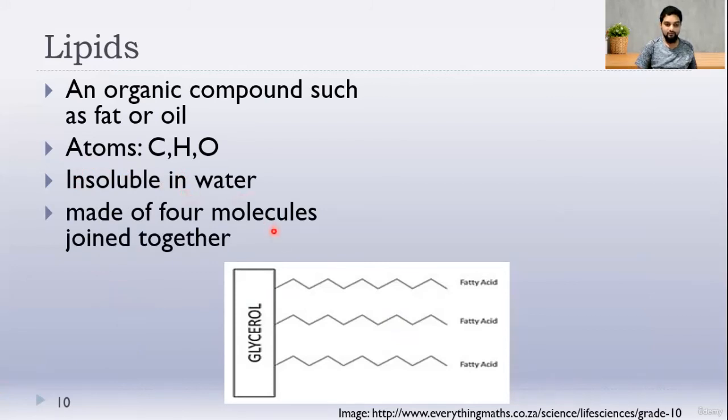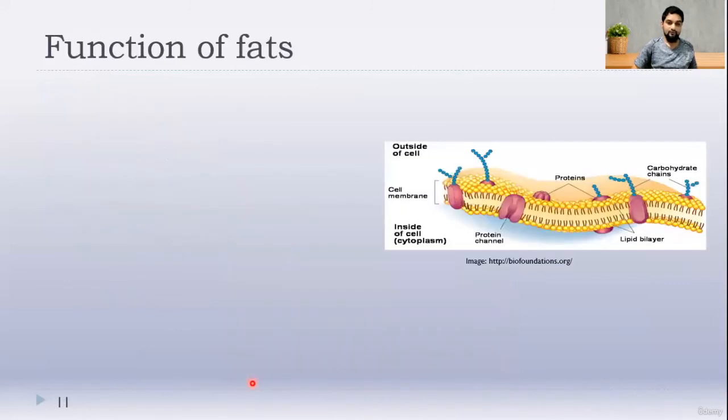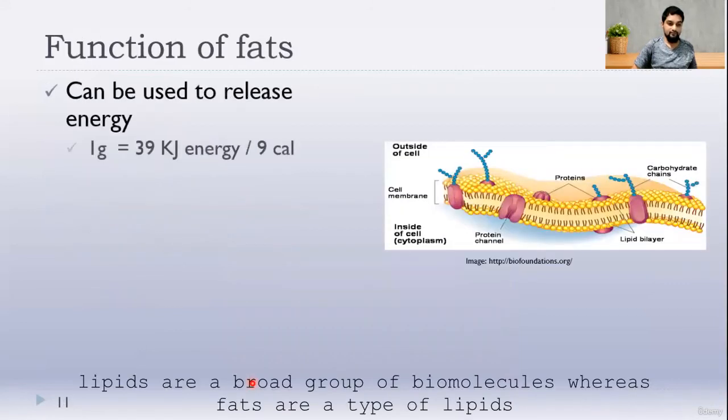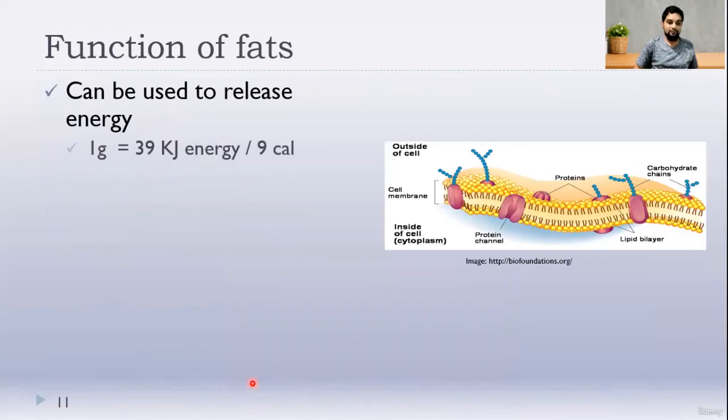They are made up of 4 molecules that are joined together. The 4 molecules are shown in a diagram here. We have 3 molecules of fatty acid. So we have 1 fatty acid, 2 fatty acids, 3 fatty acids, and then we have the glycerol. Functions of lipids: they can be used to release energy. If you consume 1 gram of fat, then it will provide 39 kilojoules of energy.